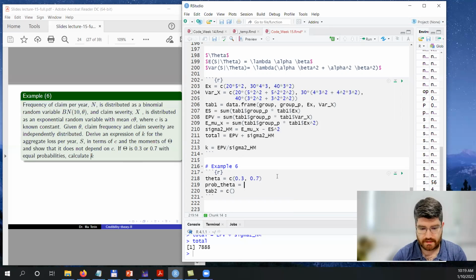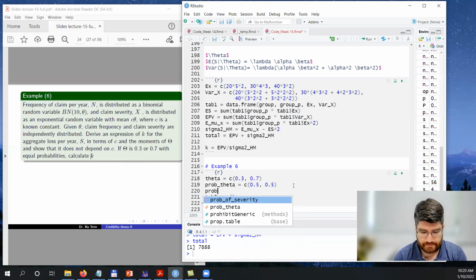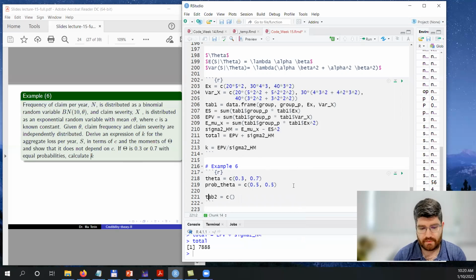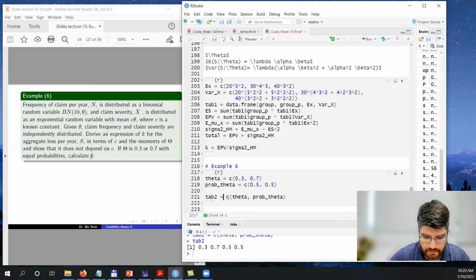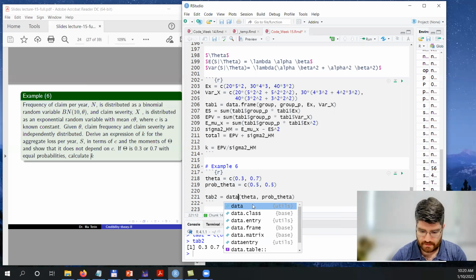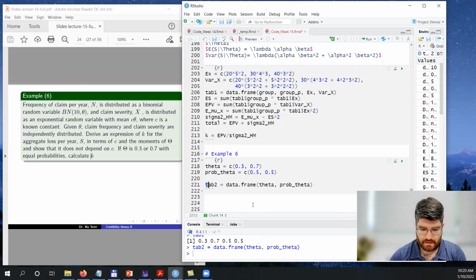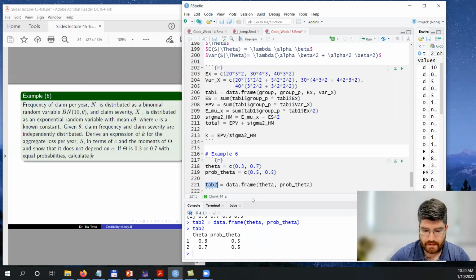Then the probability of that theta, again, these are just binomial random variables, so 50% probability given that. And then we will be able to calculate the probability of, let's first create the table with those parameters, theta and probability theta. So this is our table, data frame. The table is like that.